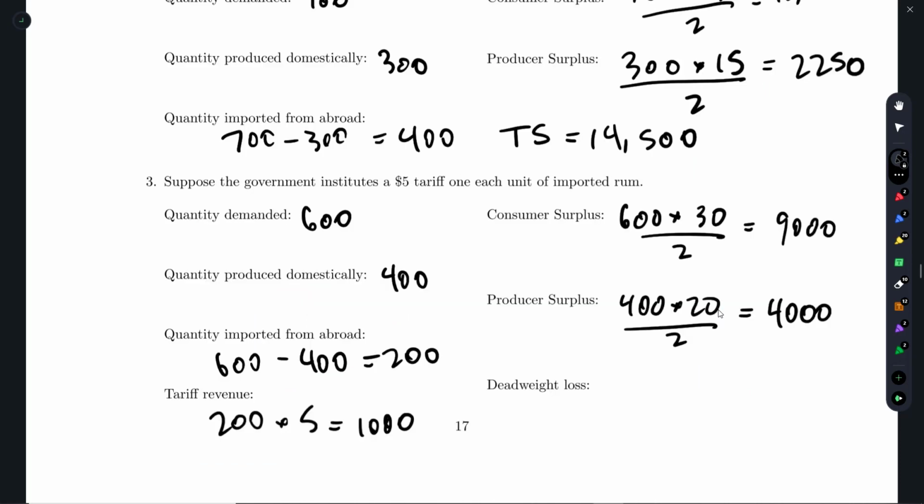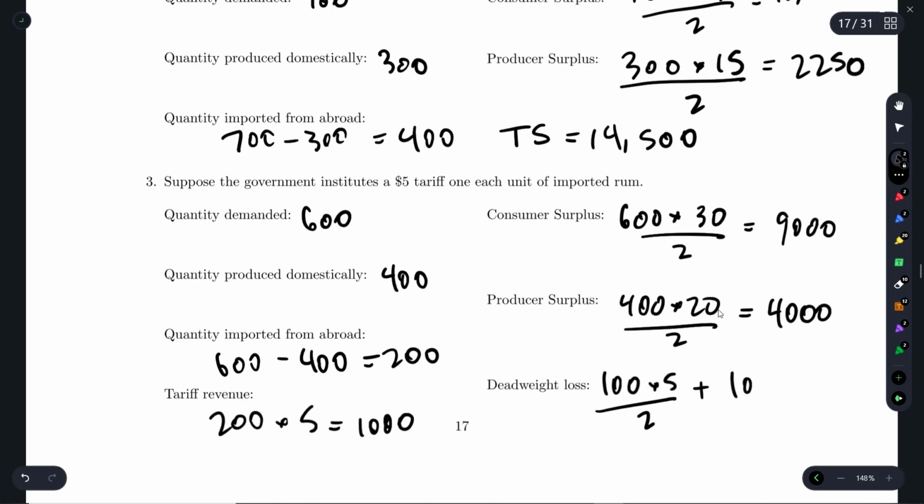In this example, they happened to be the same, but that also does not need to be the case. So to calculate the deadweight loss, we have one triangle with a base of 100, a height of 5. Divide that by 2 for the area, and then we have another one that's exactly the same. Each one of those is going to be 250, so we have a total of 500.